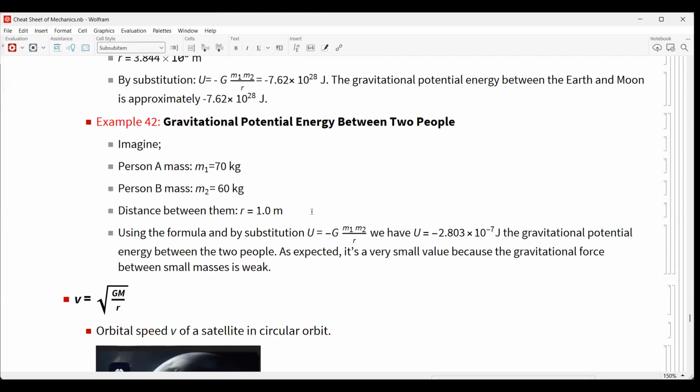So using the formula and by substitution, we have U equal negative 2.802 times 10 to the negative 7 joule. The gravitational potential energy between the two people, as expected, is a very small value because the gravitational force between small masses is weak.